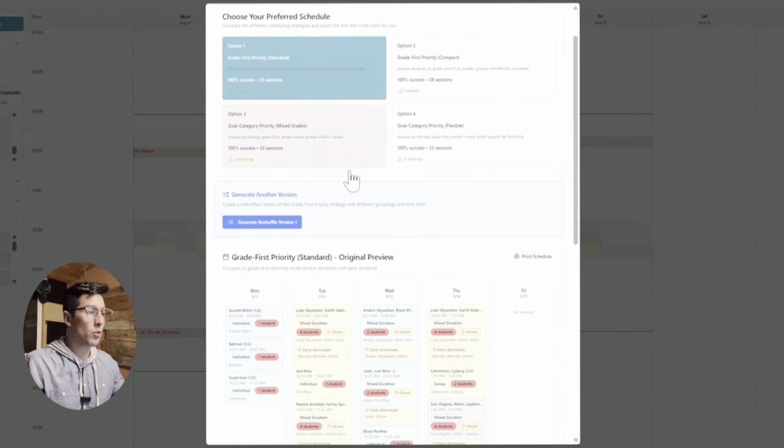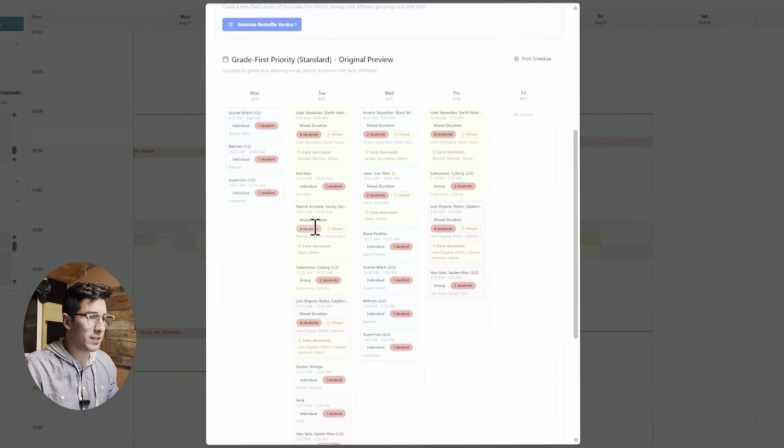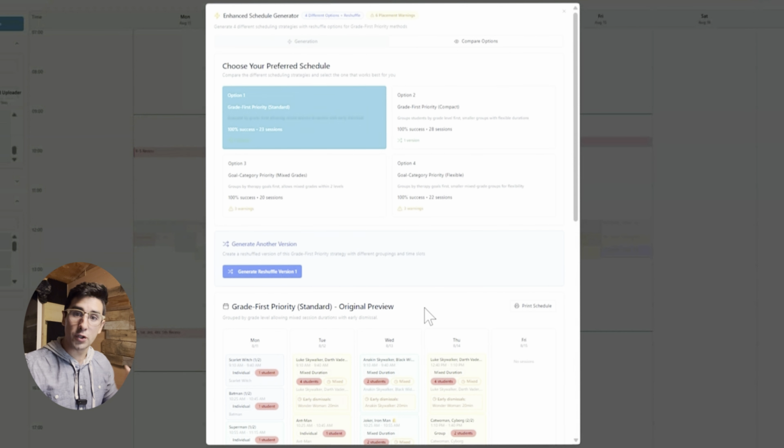Whereas for option 1, I do see 4 students here on Tuesday. I see another 4 students here on Tuesday. So it's really up to how you want to go about your schedule. Are you okay with the 4 students? Or would you want to kind of spread them out even more?